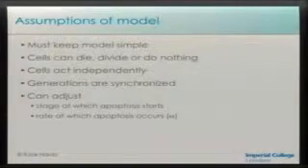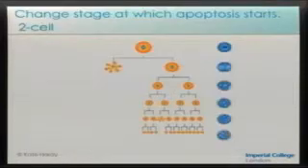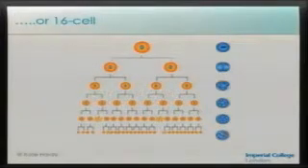And what you can adjust with this model is the stage at which apoptosis starts and the rate at which it occurs. So, for example, you can have apoptosis starting really early at the 2-cell stage. So you can see here, one of the cells has died and the other cell carries on dividing, and you end up with a very small blastocyst with not very many cells. Or you can change the model so that it starts at the 16-cell stage, quite late on, and it doesn't really have a big effect on the number of cells in the blastocyst.